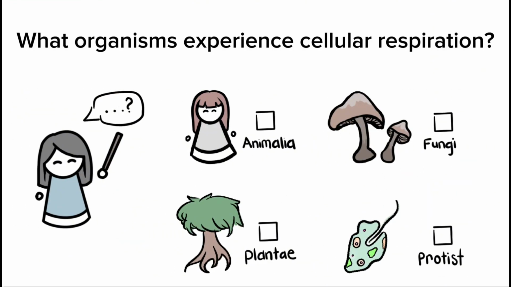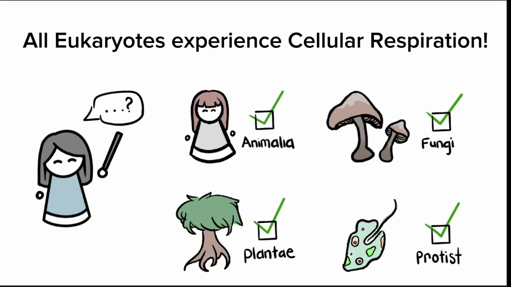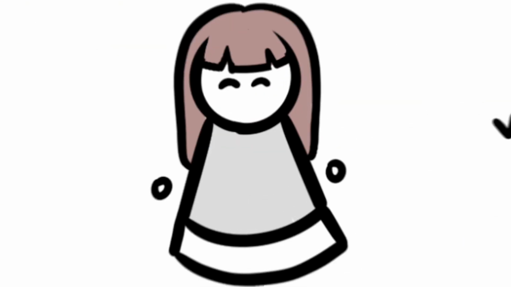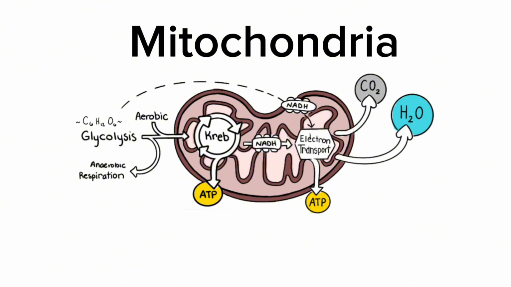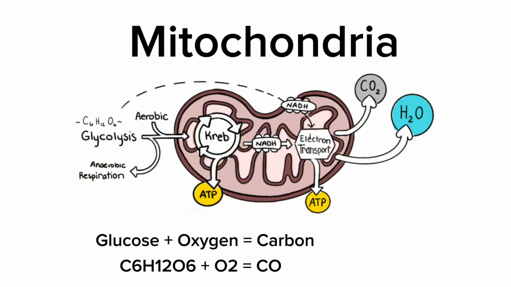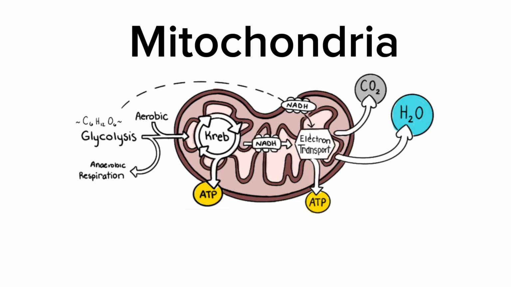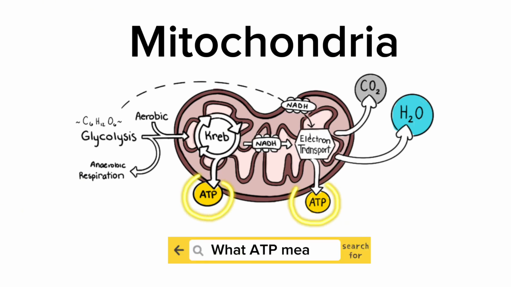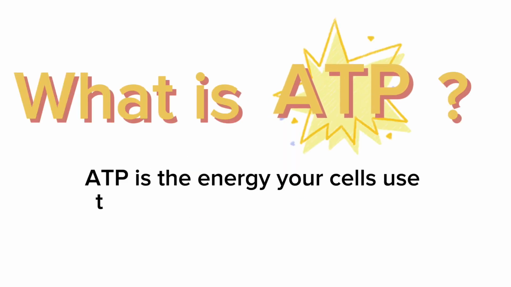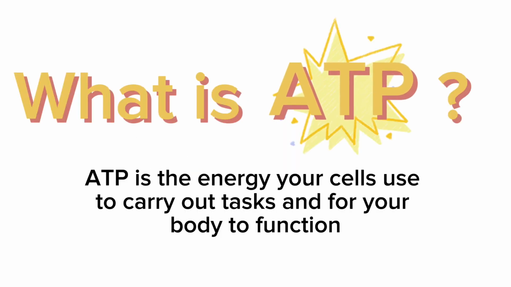Starting from the basics, all eukaryotes experience cellular respiration. Where? The mitochondria. You might have learned this as glucose plus oxygen equals carbon dioxide and water. Now this is a complicated process, but let's start with what ATP means. ATP is pretty synonymous with energy. It's what your body needs to carry out tasks and for your body to function.